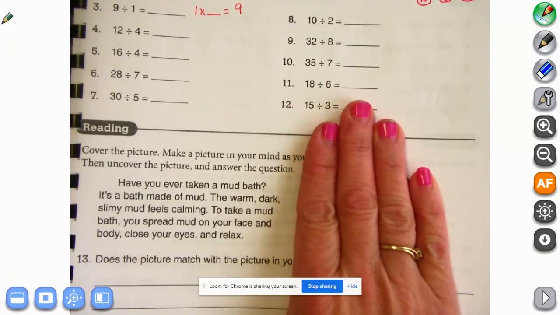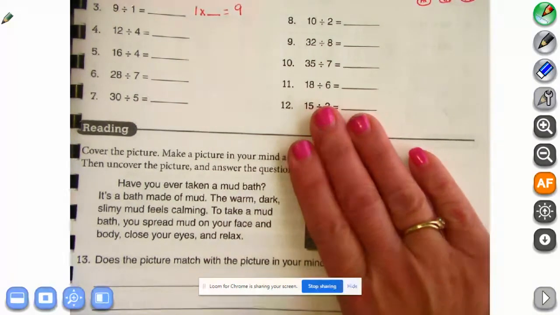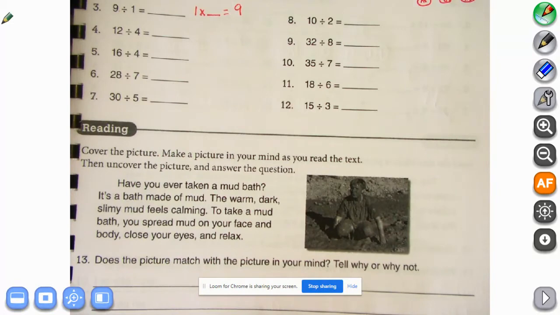Have you ever taken a mud bath? It's a bath made of mud. The warm, dark, slimy mud feels calming. To take a mud bath, you spread mud on your face and body. Close your eyes and relax. Okay, the question says, does the picture match with the picture in your mind? Yes or no, why? Or why not?